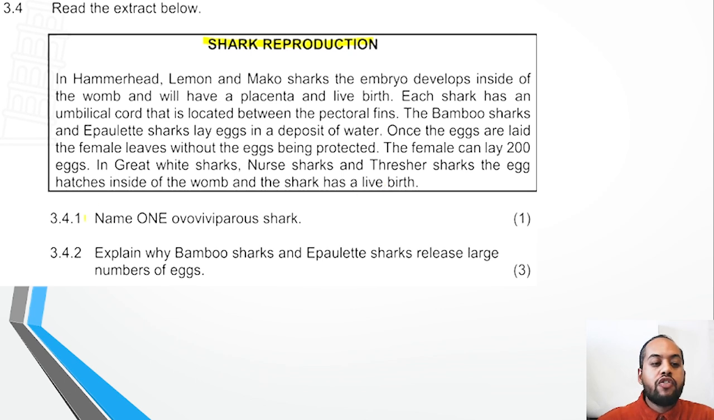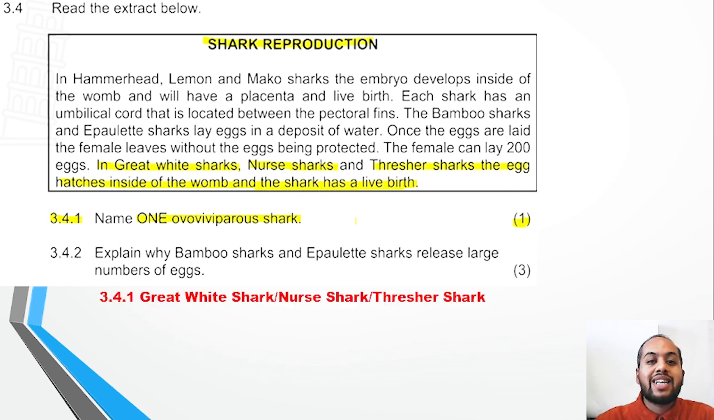In great white sharks, nurse sharks, and thresher sharks, the egg hatches inside the womb and the shark has a live birth. If we look at question 3.4.1, name one ovoviviparous shark. What does ovoviviparous shark mean? That this shark is going to be growing inside the mother's womb, but it's going to have an egg as well. If we look at this last statement, in great white sharks, nurse sharks, and thresher sharks, the egg hatches inside of the womb and the shark has a live birth. That coincides with 3.4.1. Therefore, we can say great white shark, nurse shark, or thresher shark. One of them would have given us 1 mark.